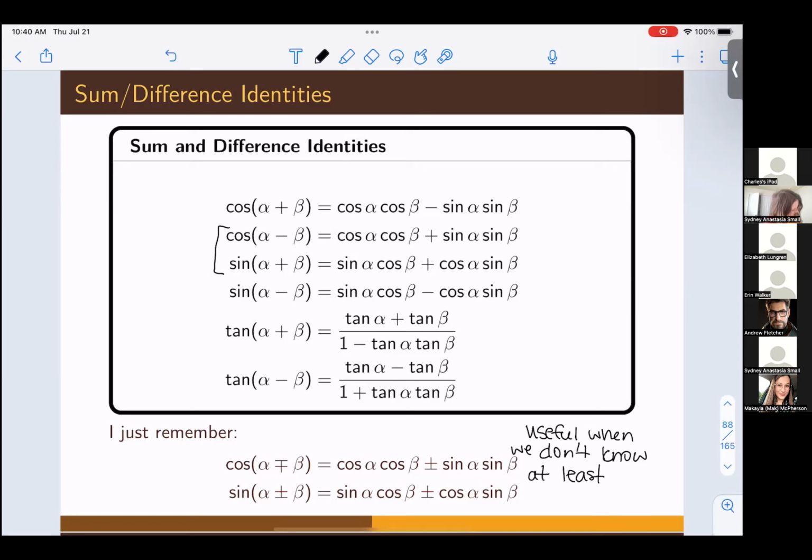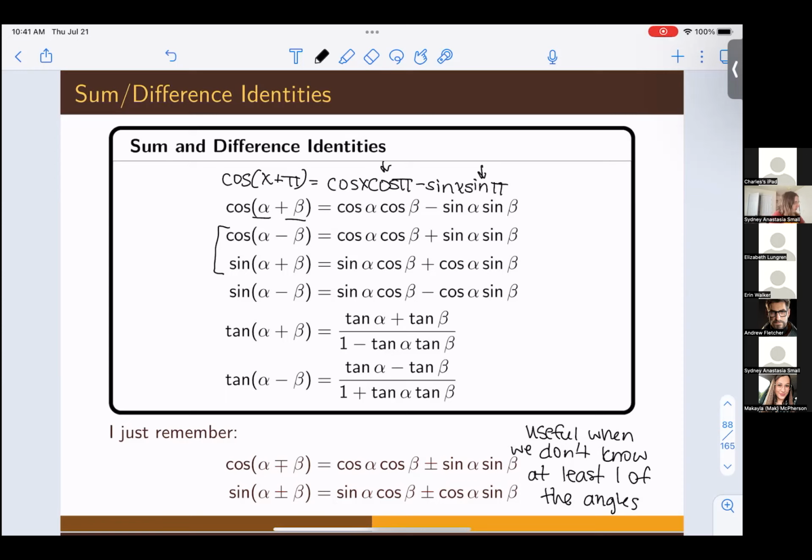So what do I mean by that? Well, this is an angle and this is an angle. Say we have something like cosine of x plus pi. We would be able to split it up into cosine x cosine pi minus sine x sine pi. We know cosine of pi and sine of pi, so we could evaluate these two values right here to get them just into numbers. And then cosine of x and sine of x, we would be able to manipulate more to solve an equation. So these are useful when we don't know at least one of the angles.